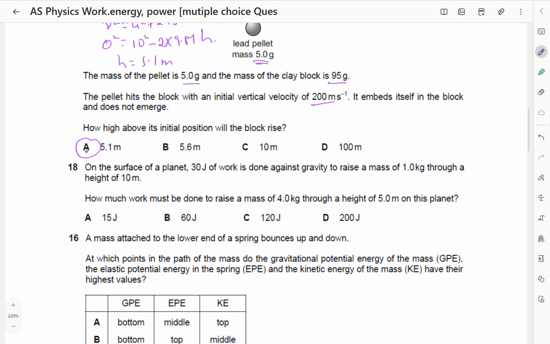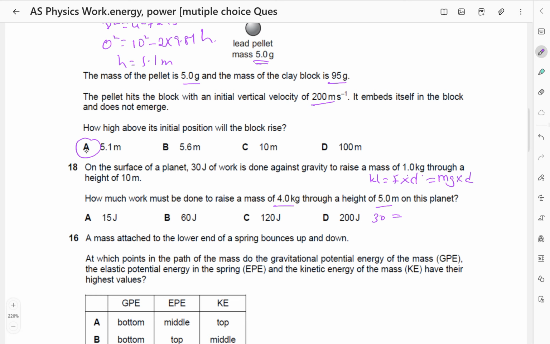On the surface of a planet, 30 joules of work is done against gravity to raise a mass of 1 kilogram through a height of 10 meters. That is on the surface of a planet. How much work must be done to raise a mass of 4 kilograms through a height of 5 meters on this planet? Okay, so I'll just use simple mathematical relations. Work done is equal to force times distance in the direction of the force. Initially, 30 joules are going to do work. The force is going to be the weight, which is mg, then times d.